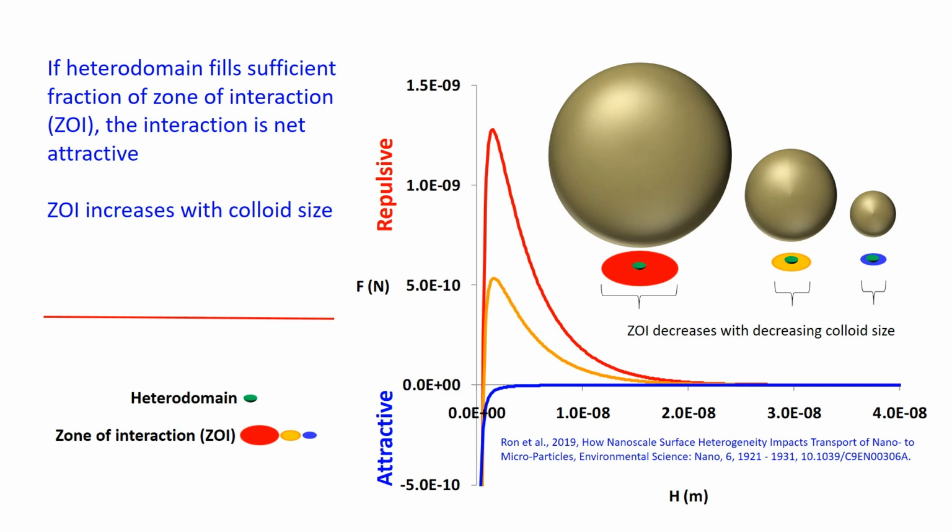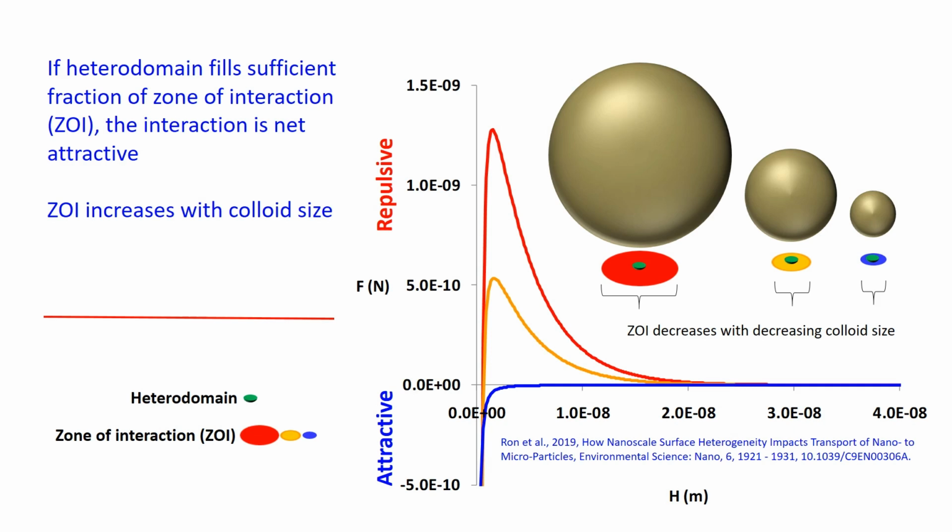And we can constrain this because of the impact of the zone of interaction between colloids and surfaces. Because the interactions decrease drastically with separation distance, there's a finite zone across which these interactions are significant. And so we can recognize that the zone of interaction scales with increasing colloid size, that is, with the increasing radius of curvature. And so, as schematicized in the red, yellow, and blue, we have different zone of interaction sizes for different sized colloids. And the green is a heterodomain, a zone of local attractive charge.